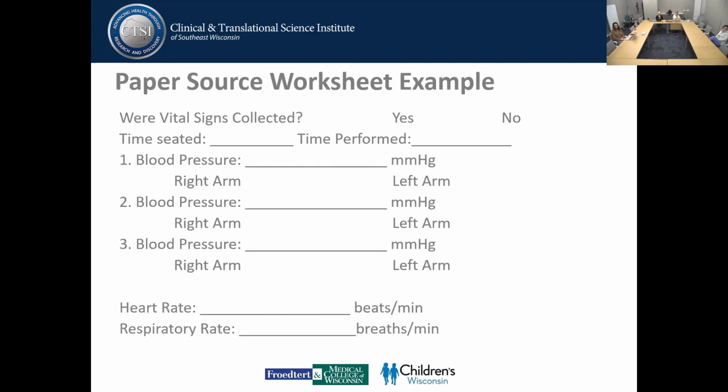Okay, it could be a paper source worksheet. You could have a sheet where you write down all the vitals. You write down the blood pressure, if there's 1, 2, or 3. You write down the heart rate, the respiratory rate. You write all of that down. If you should make a mistake, you put one line through it, initial, date, and write the correct number. You do not want to scribble on it and say, oh, I'll rewrite it later. No, this will be your source.